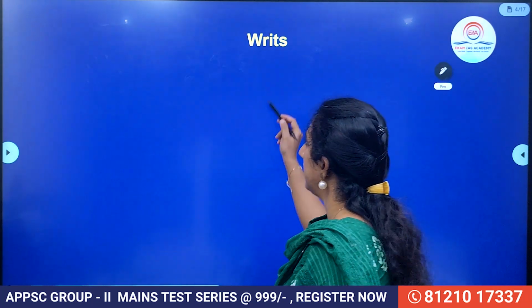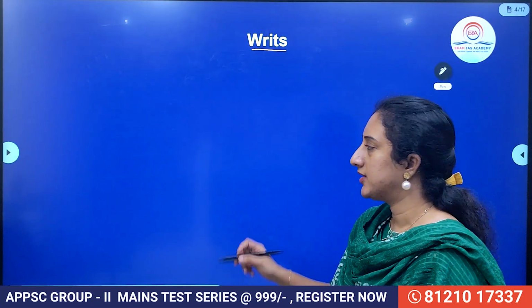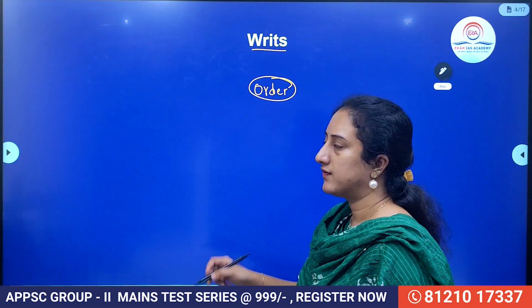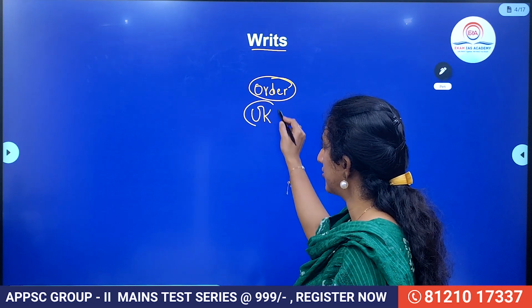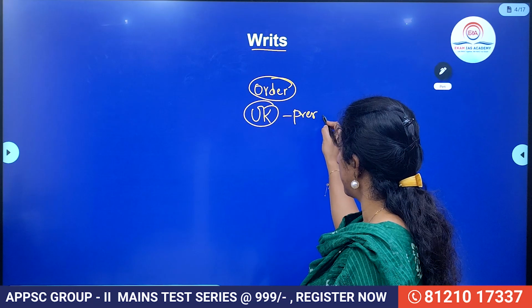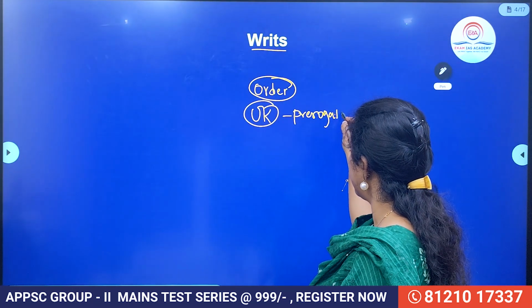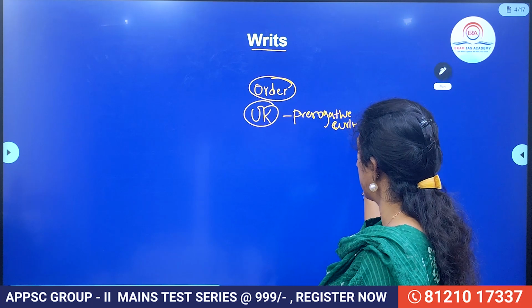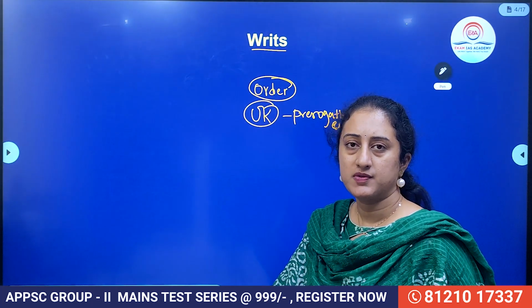Then let us understand the concept of a writ. A writ is nothing but an order or a decree issued by a court. It was borrowed from the UK Constitution in the name of prerogative writs. Prerogative writs are actually taken from the UK Constitution, and the same thing was inscribed into the Indian Constitution also. Then what is the main purpose we have understood.